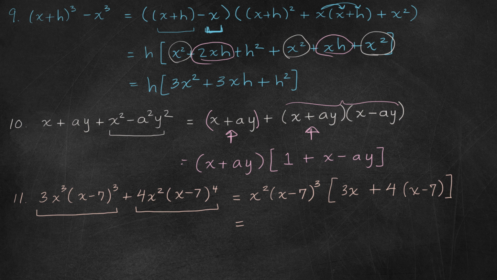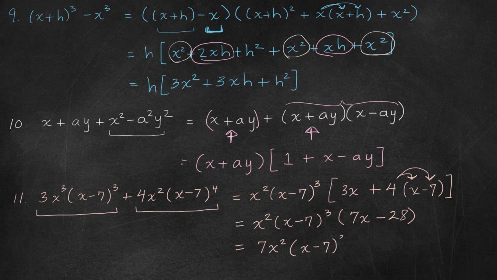And we have some like terms that can be combined there. So x squared, the quantity (x minus 7) cubed, times, and then when I distribute the 4 here, I have a 3x plus 4x, that gives me 7x, and minus 28. We can also factor a 7 out of this factor, 7x minus 28. So our final answer in completely factored form would look like 7x squared times (x minus 7) cubed, times (x minus 4).